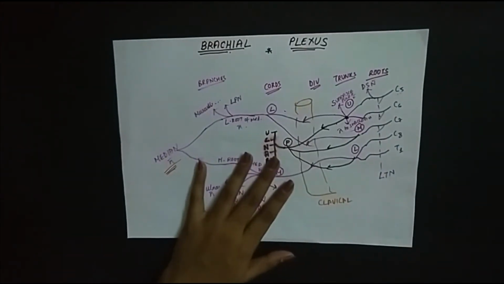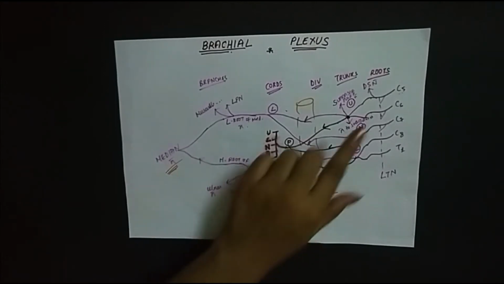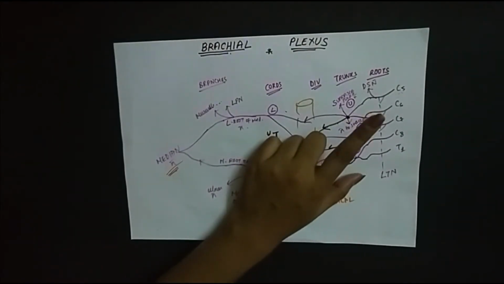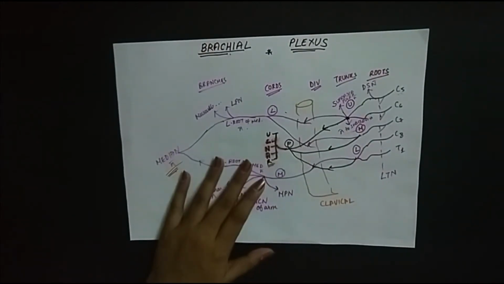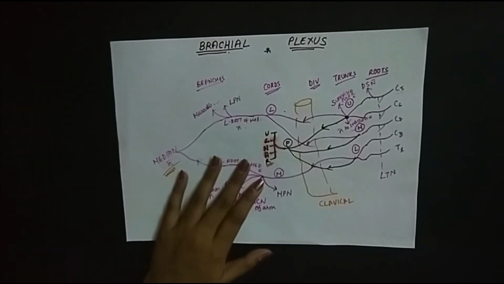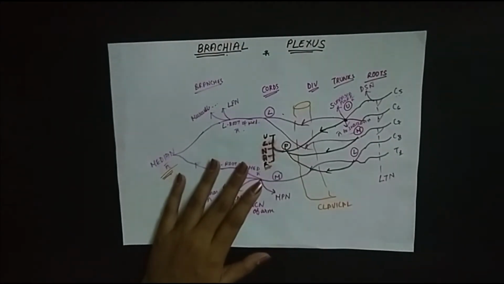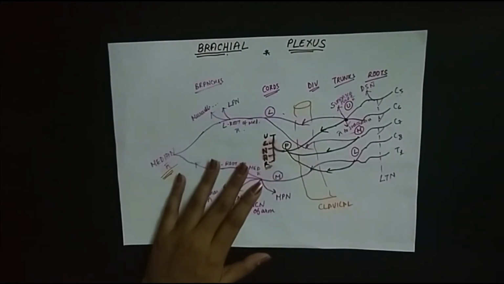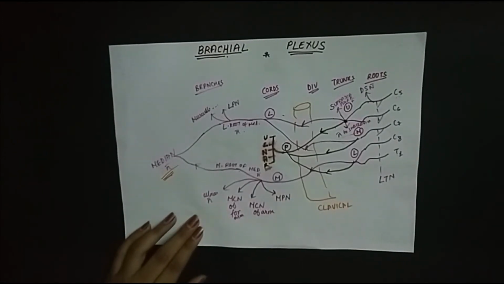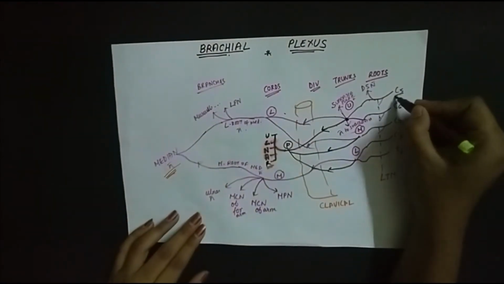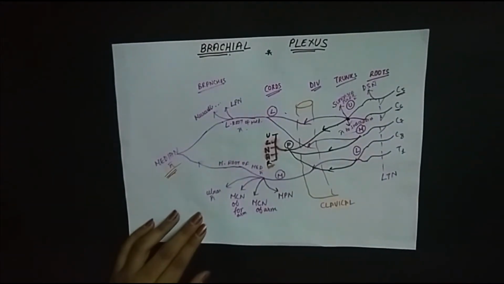Okay, so the upper trunk is the site of injury in Erb's paralysis. Causes of injury are undue separation of the head from the shoulder, which is commonly encountered in, number 1, childbirth, or difficulty in childbirth. Number 2, fall on the shoulder. Number 3, during anesthesia. The nerve roots which are involved, as you can clearly see, are the C5 and C6 nerve roots.